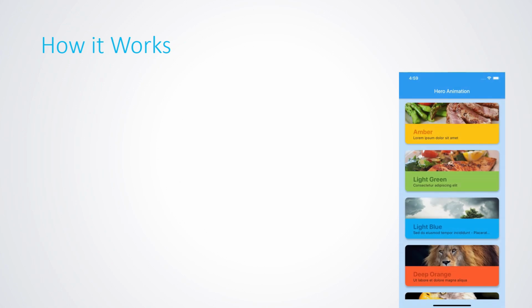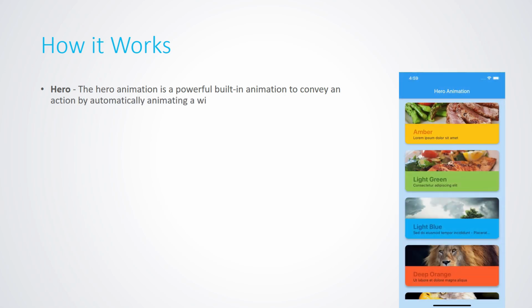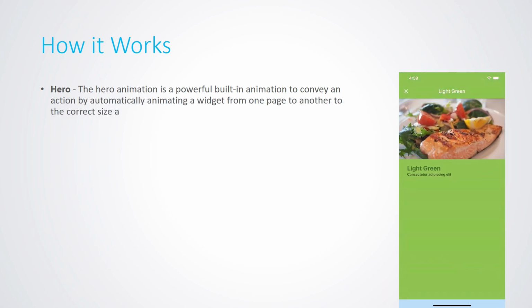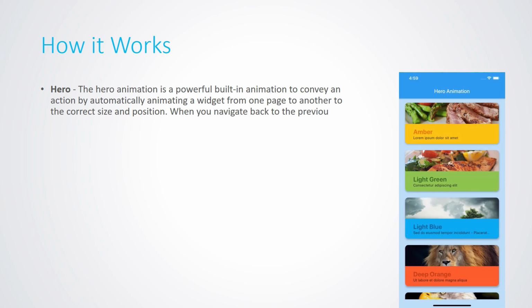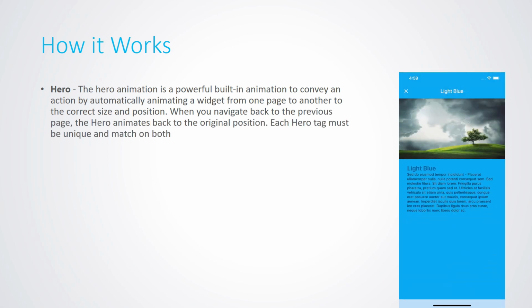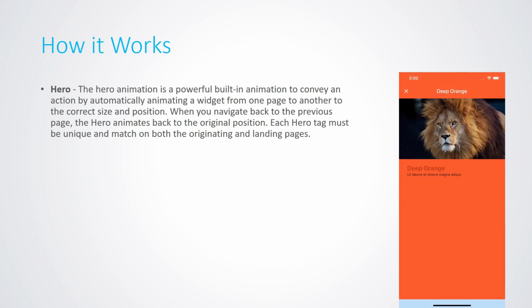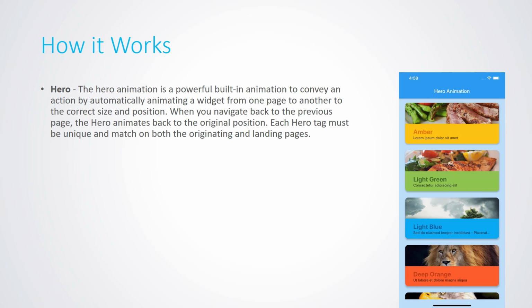How does it work? The hero animation is a powerful built-in animation to convey an action by automatically animating a widget from one page to another to the correct size and position. When you navigate back to the previous page, the hero animates back to the original position. Each hero tag must be unique and match on both the originating and landing pages.